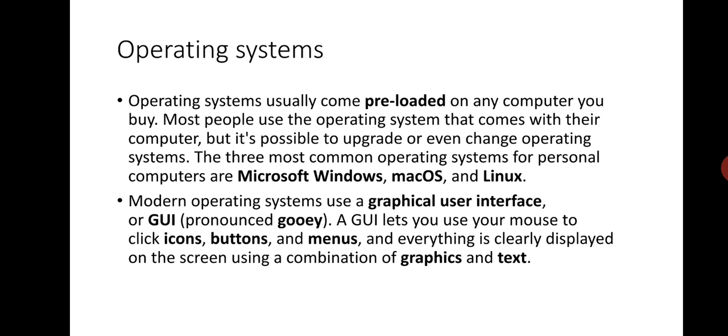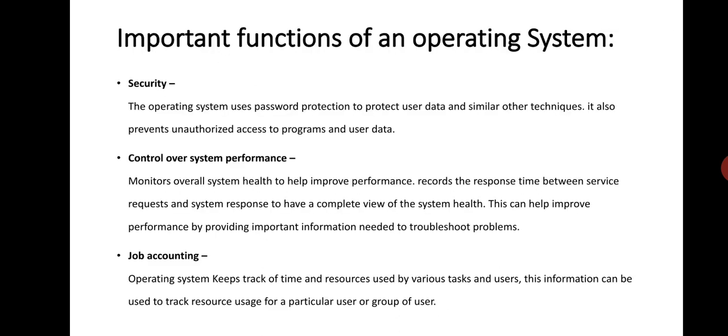So operating systems are divided into these types. Generally in today's scenario, Microsoft Windows, Mac OS and Linux operating systems are used. There are so many other operating systems remaining that are also used. It is based on your use or work, okay. So people are installing based on their use. Now modern operating systems have a graphical user interface, GUI, and GUI lets you use your mouse to click icons, buttons and menus, and everything is clearly displayed on the screen using a combination of graphics and text. So this is the current scenario of operating systems.